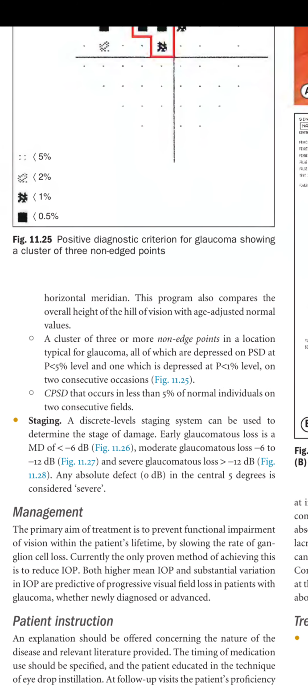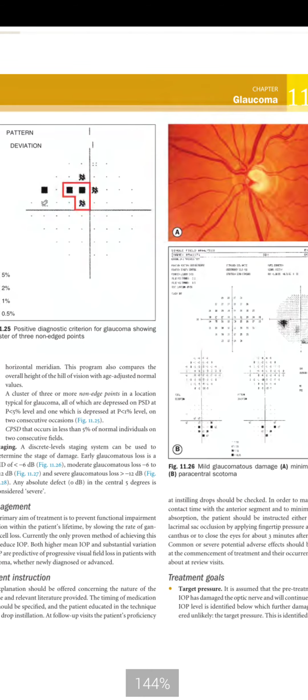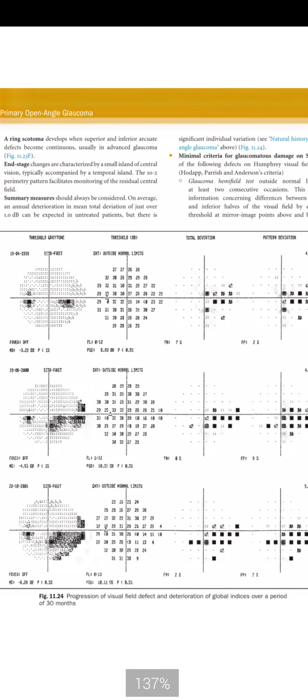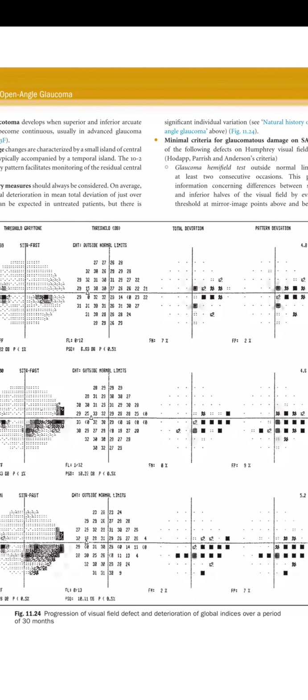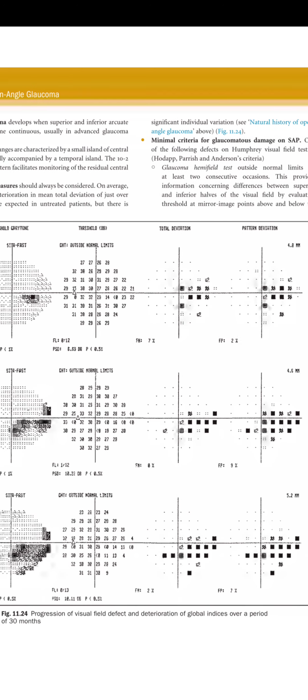Corrected pattern standard deviation occurs in less than 5% of normal individuals on 2 consecutive fields. So basically these are the 3 criteria that are met on 2 consecutive occasions to label the patient as glaucoma in any case. This is showing the progression of the visual field defect and deterioration of the global indices over time.